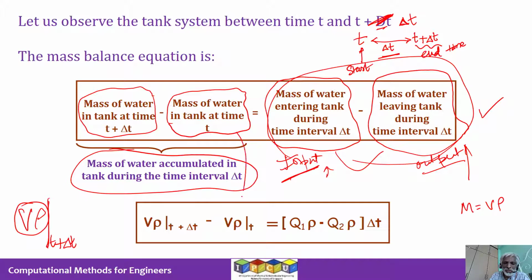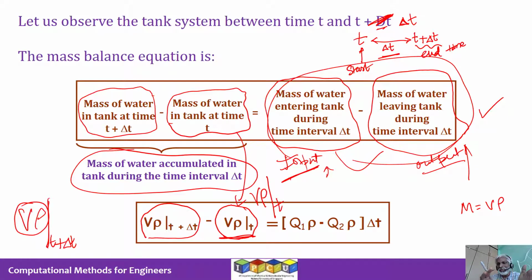minus this term, right? What is the mass of water in tank at time t? So mass is always V times rho in terms of symbols. And to indicate the time at which we are taking the inventory, we say V rho at time t. So that is this term. So this would be the mass of water in tank at time t plus delta t. This would be the mass of water in the tank at time t. The difference is the mass of water accumulated in the tank during the time interval delta t. So that is what this is.